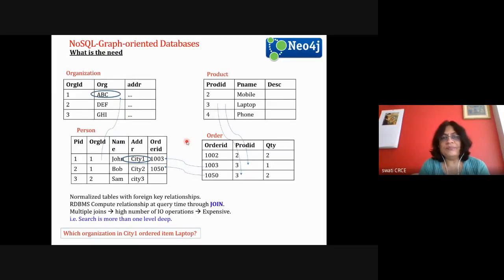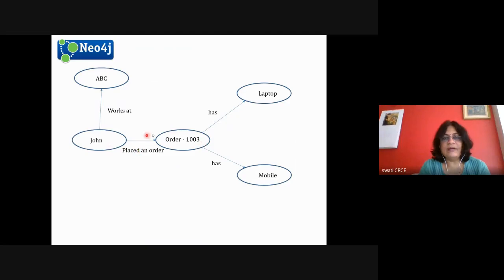So we can use a graph database here like this, where it is very easy to traverse the graph. Just see what the laptop is and what the orders related to this laptop are. The other node here should have a bidirectional relationship. Then this order 1003 is placed by John who works at ABC, and ABC is in a particular city, city one, and then you can easily find out by traversing the graph. So we don't have to use multiple join queries.